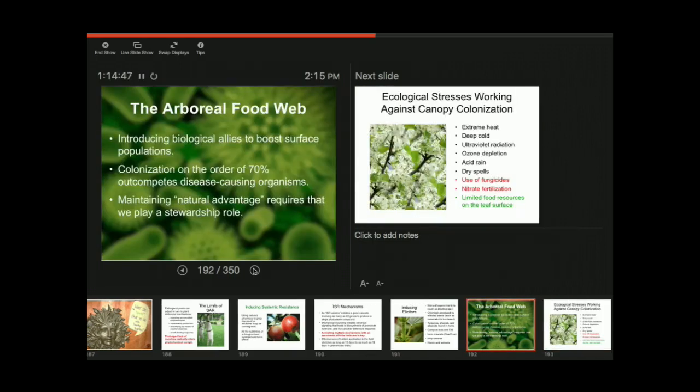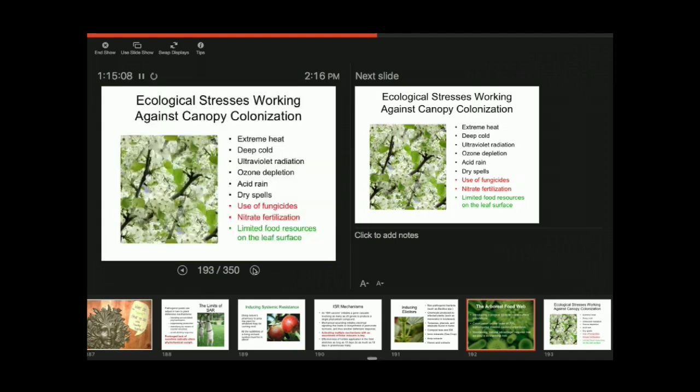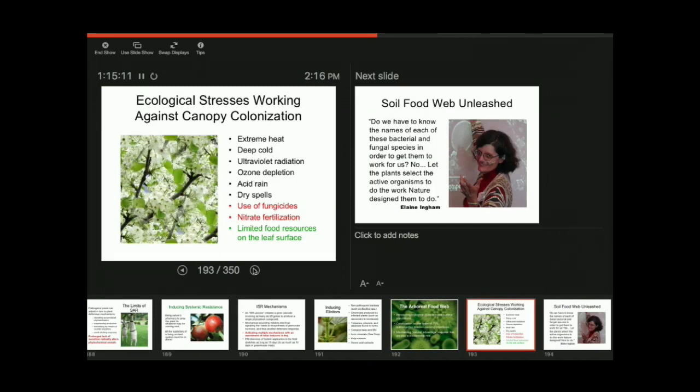And in that context, I also want to be sure to keep the biology, the arboreal food web, at a colonization level of 70% or more, because that's where the magic happens in terms of enough guardians at the gateway to prevent disease. Now, microbes outside in the environment are subject to a lot of different forces. And so we can't do much about extreme heat or deep cold, acid rain, or ultraviolet radiation. We do make some choices.